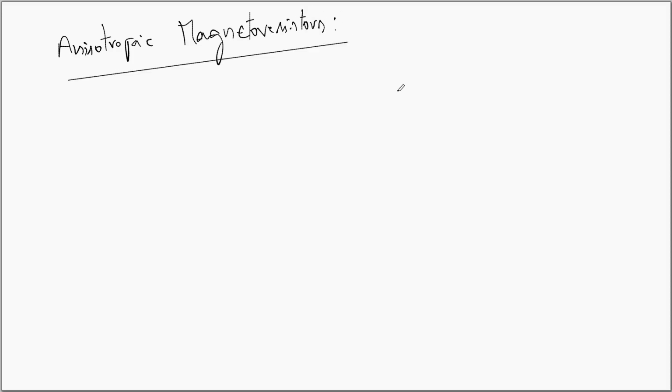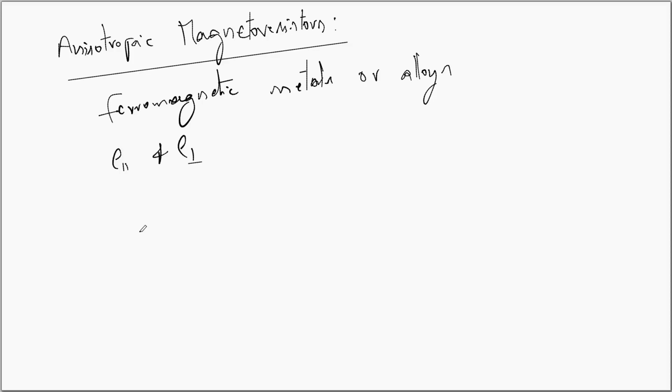So the AMR based sensors involve ferromagnetic metals or alloys. The material in the given shape is called an anisotropic magnetoresistor. The anisotropic magnetoresistivity is the difference between the resistivity ρ parallel and ρ perpendicular. What are ρ parallel and ρ perpendicular?